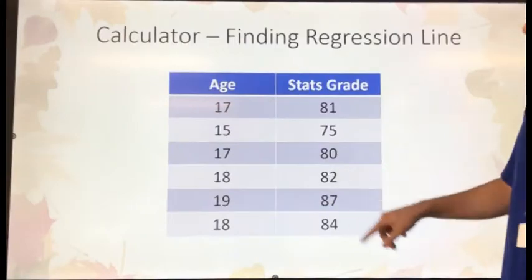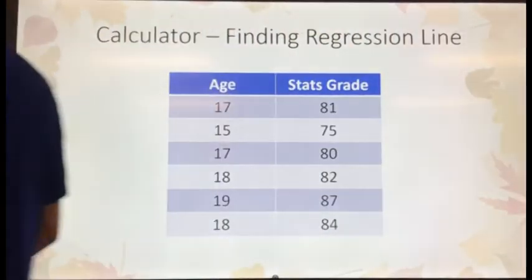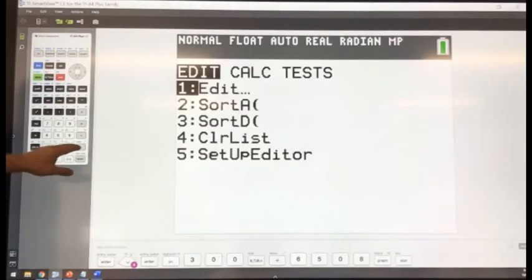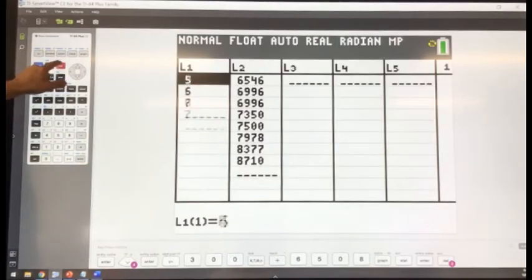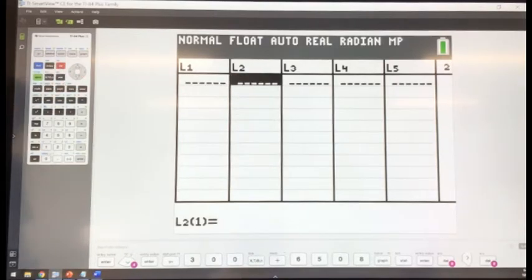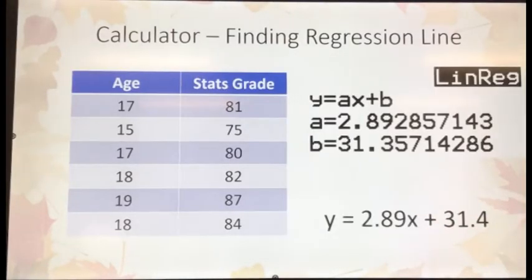Next, actually clear your calculator. See if you can find this regression line. So if you want to know how to take away the values, Stat, Edit, and just keep on hitting delete. Like so. So here's your value. You get 2.89x plus 31.4, give or take. All right. So that's how you're going to find our regression line or line of best fit.